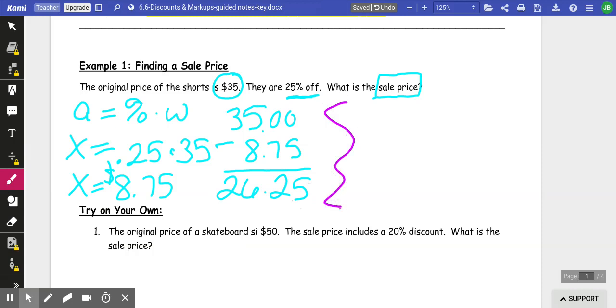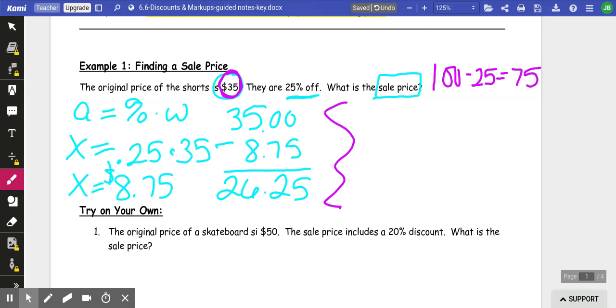So we can talk about the amount that you're paying. The amount that you would pay if there was no discount is the 100% of the price. It's the full price. The amount that you would pay is $35. Okay, but it says that you are taking 25% off. So percentage-wise, the 100%, or the $35, is being subtracted by 25%. So 100 minus 25 is going to give me 75% that I'm paying.